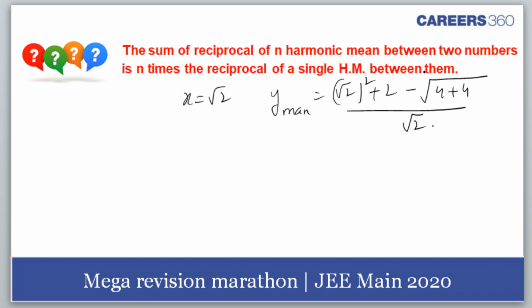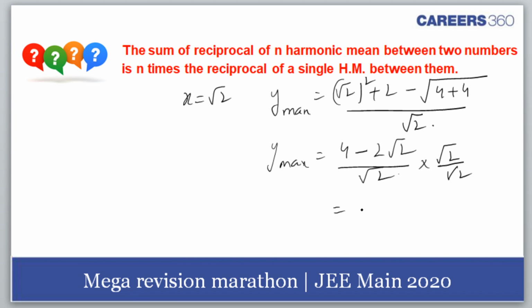Okay? Yes, Shashi Tripathi, you're saying something? So what would be y maximum I'll get? I'll get 2 plus 2, 4 minus 2 root 2. Root 2. I'll multiply by root 2 and divide by root 2. So I'll get 2 root 2 minus 1, and that is the answer. That is the maximum value of y which I can obtain.